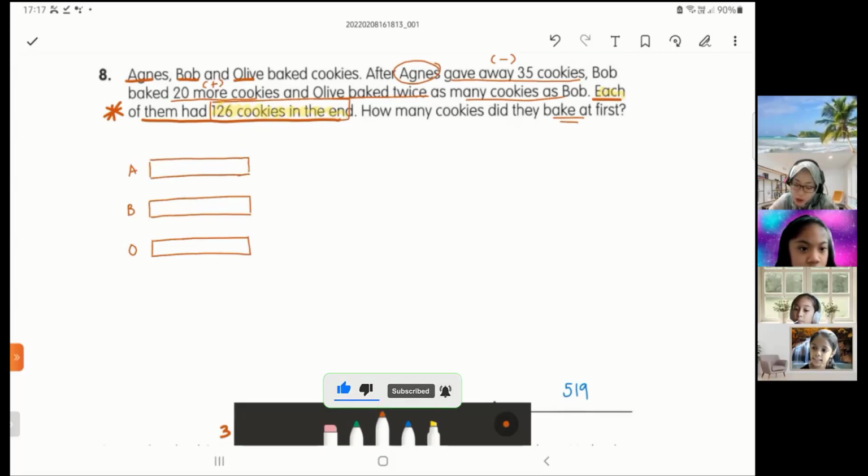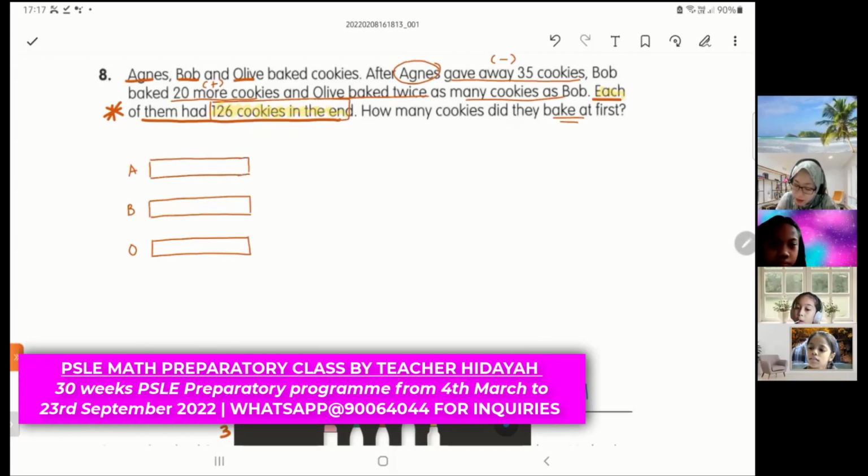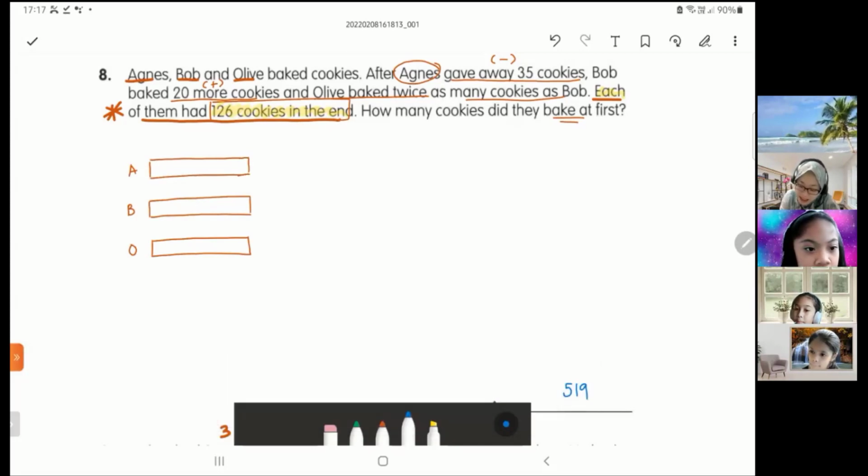Now we go back to what they are given at first. After Agnes gave away 35 cookies, which means this is in the end. This is in the end. This part, all this here is 126. This is also 126. This is also 126. Correct? They are all equal.